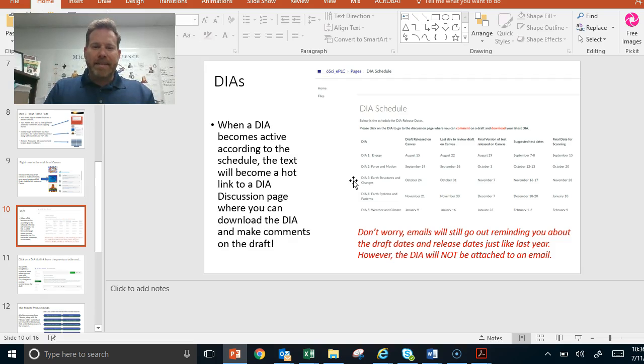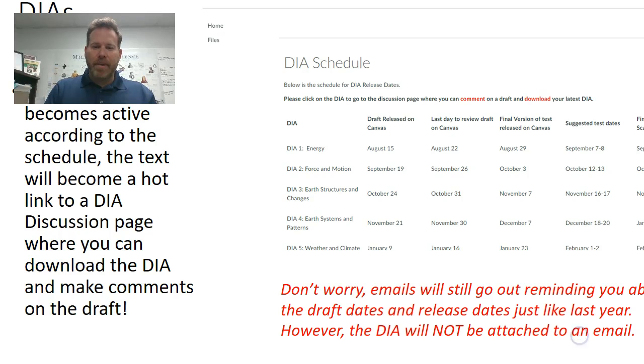So this one is the DIA schedule. And if you recall, Mike was going over this, that when you click on the DIA schedule in Canvas, access to the DIA will only come during the time period. When the draft is released, this becomes a hyperlink and active. These will be here in the description, but you can't click on them ahead of time. So when he activates it, that's when it's released for review. And then there's a process for review we'll talk about. And the last day for review, and then the final version is released, and that's when you can start administering the DIA. We of course have suggested dates for when to do the DIA, and the final day for scanning.